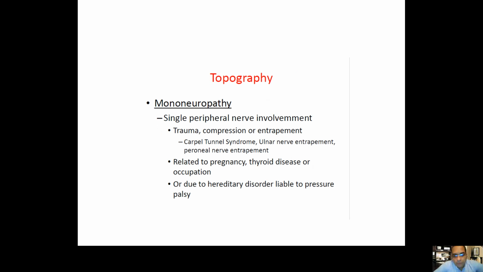Now, it's very important to know the topography of peripheral neuropathy. So we have what we call mononeuropathy, and this is the case when just one nerve is affected. And the best example to explain what mononeuropathy is, is carpal tunnel syndrome.